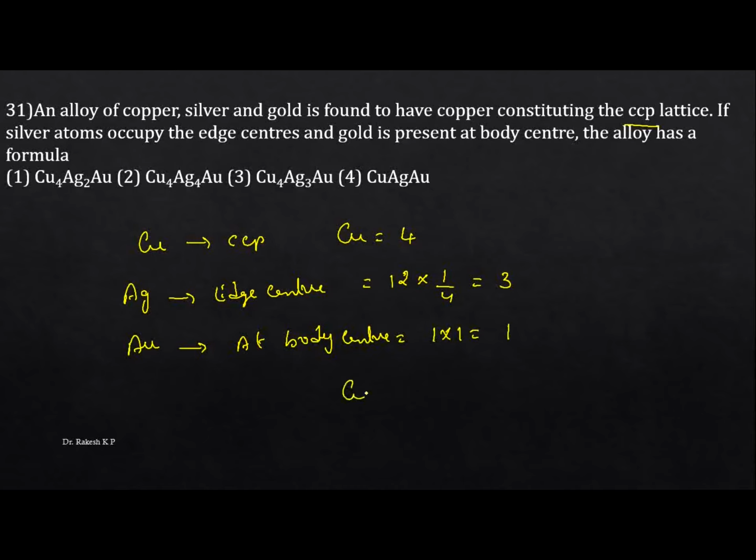Hence the particular formula becomes Cu4 Ag3, and the next thing is Au1. In this case the options you have to identify: there is Cu4 Ag3 and Au1. The option is which one? That is the third one. Okay, next one.